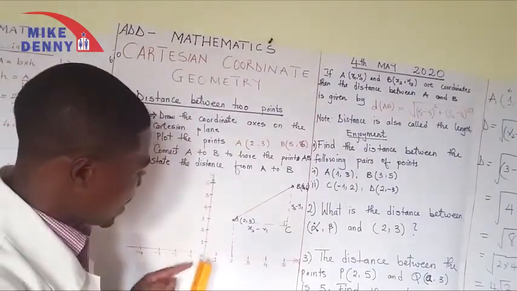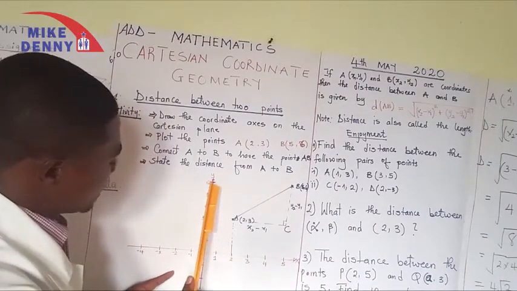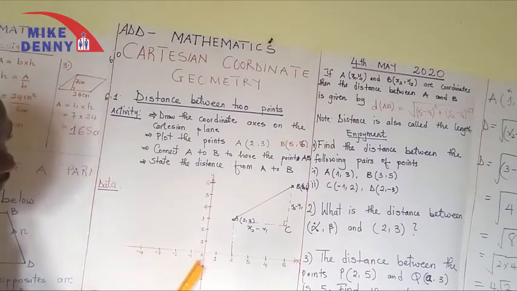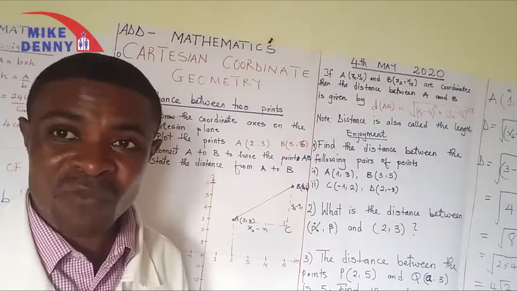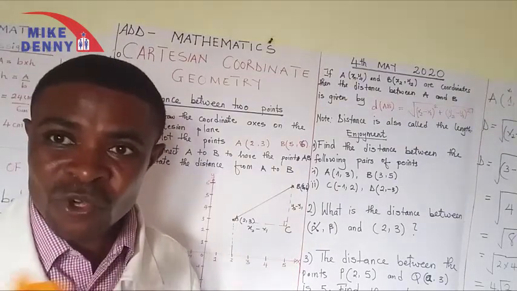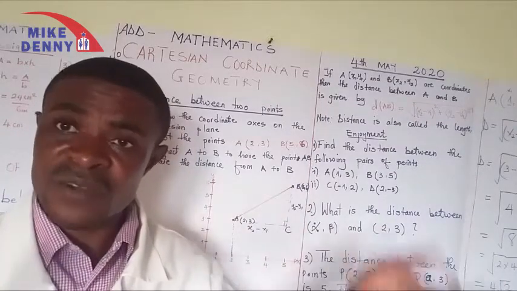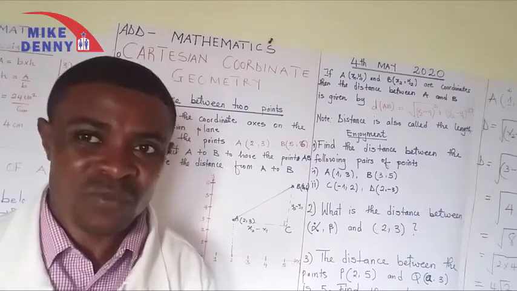If you look at it, I have 1, 2, 3, 4, 5, 1, 2, 3, 4, 5, 6. This way I have negative 1, negative 2, negative 3, negative 4, and so on. The distances between them must be the same for you to plot any point. Make sure you come up with a good scale. At times, it might be the same for the x-axis and different from the y-axis. All that matters is that on a particular axis, the scale must be the same. You should be very careful with that.